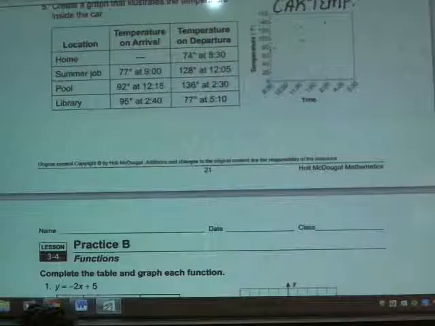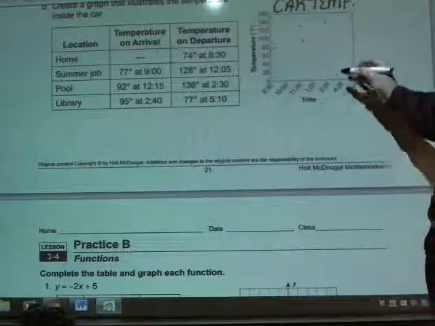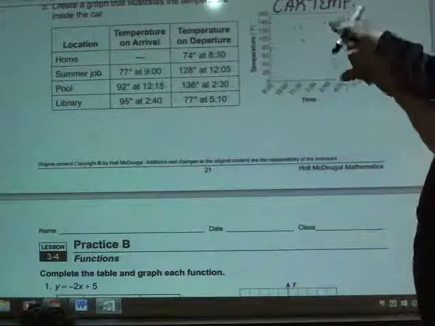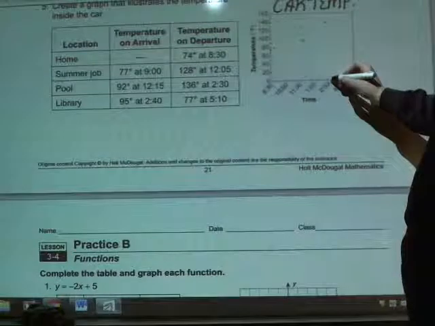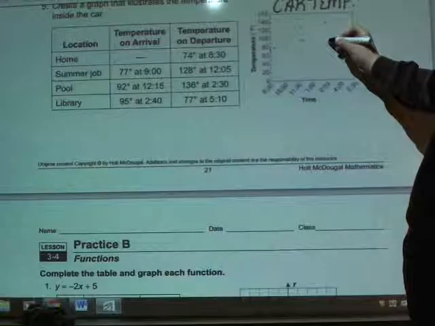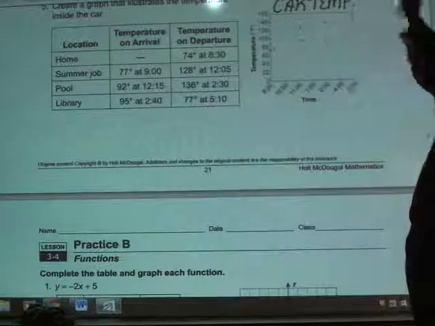At 2:40, when I get to the library, the temperature has come down. Obviously, the air conditioning, again, has done some work. It's down to 95 degrees at 2:40. Realize, again, this next dot is not going to be much further past this last one because it's only 10 minutes there. So just go a little bit past the 2:30, and we're going up to 95 degrees. Again, halfway between 80 and 100 would be 90, so go up just a smidge from there.